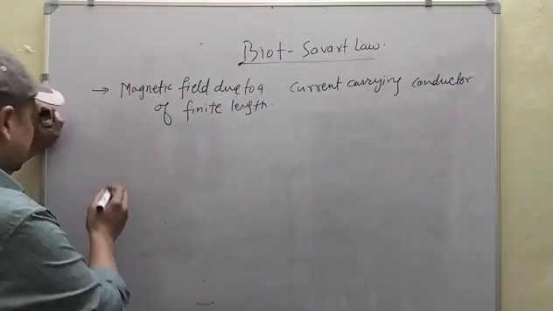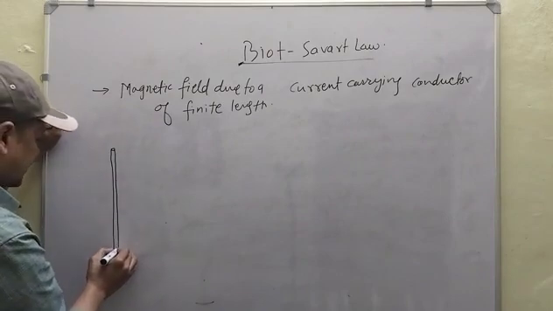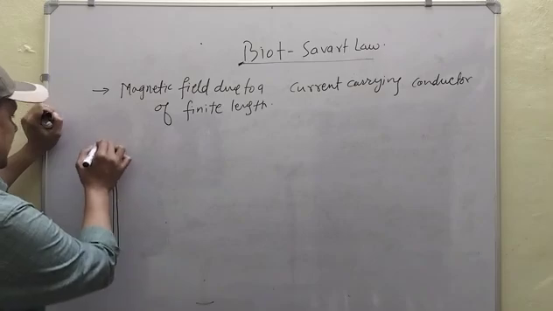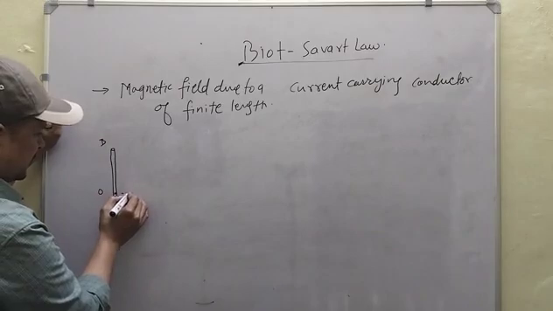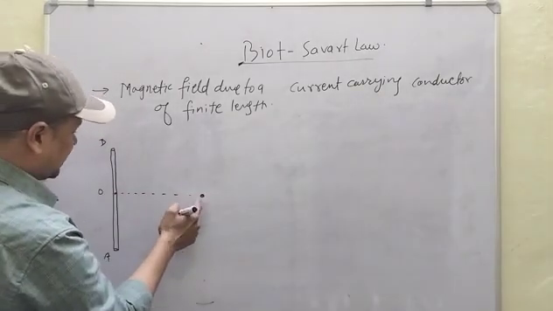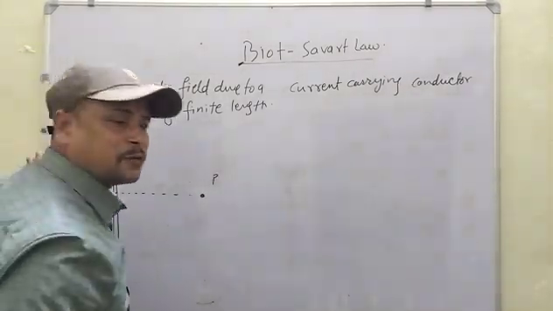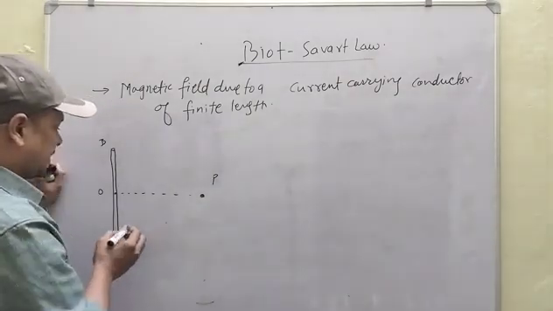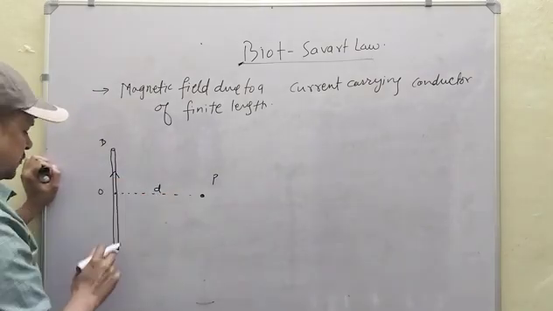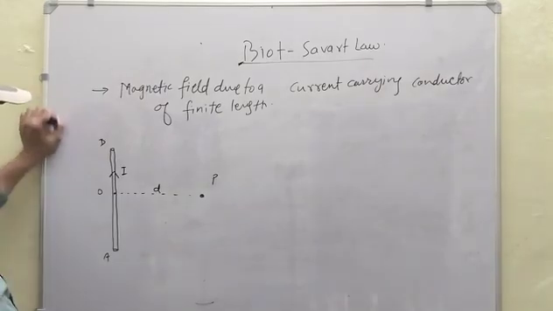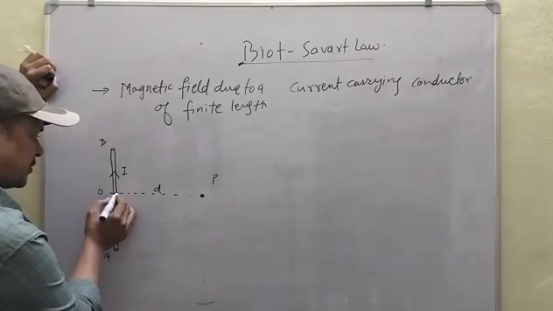Now look here, just suppose we are taking a conductor of finite length, and this is the conductor AB, and we take a location O. From here, just suppose this is P, and here we are finding the magnetic field. This distance is given by D, and current I is flowing from A to B, and here we take this as the origin or reference.